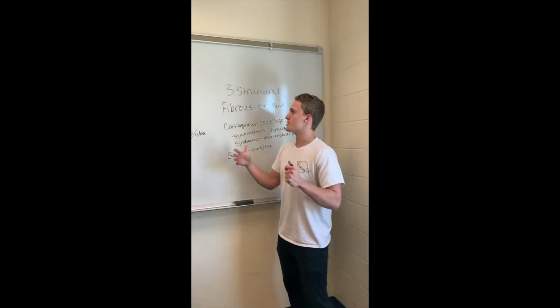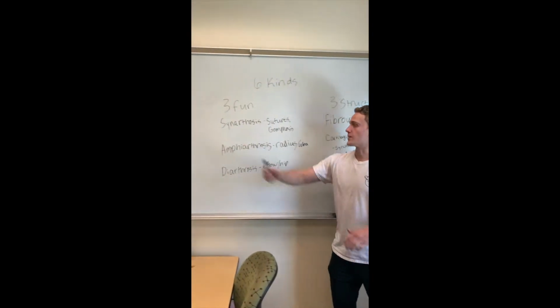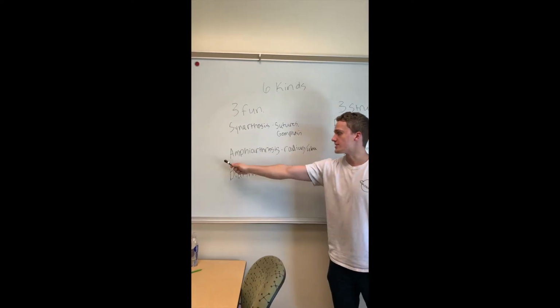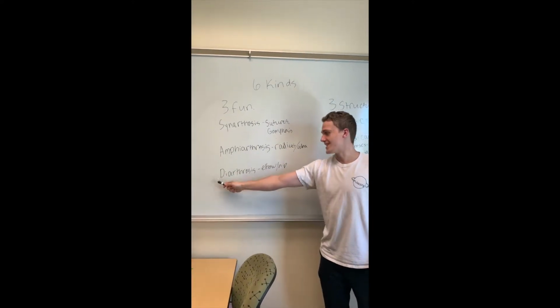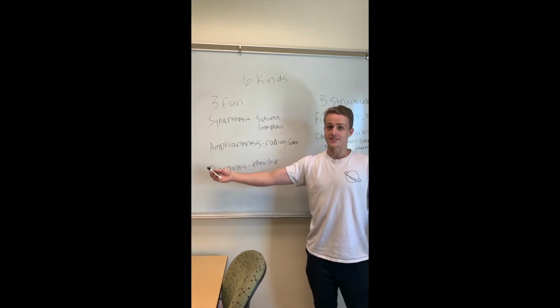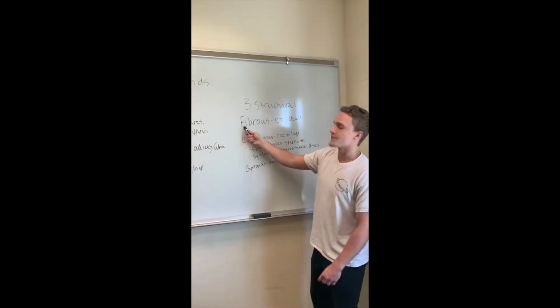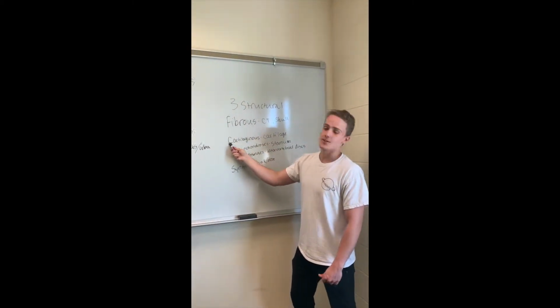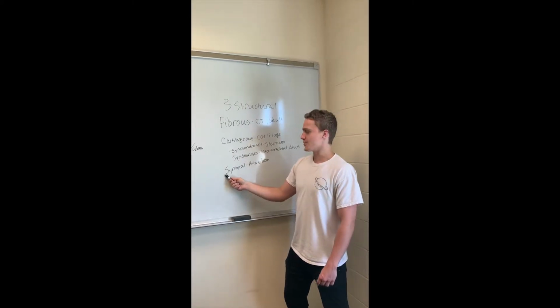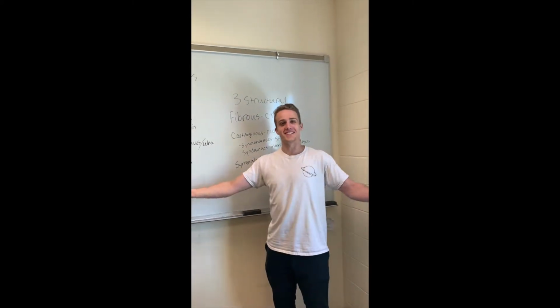And a nice acronym to help remember all of these is: we've got S for synarthrosis, A for amphiarthrosis, D for diarthrosis, which makes SAD. We've got F for fibrous joints, C for cartilaginous joints, and S for synovial, which means sad faces.